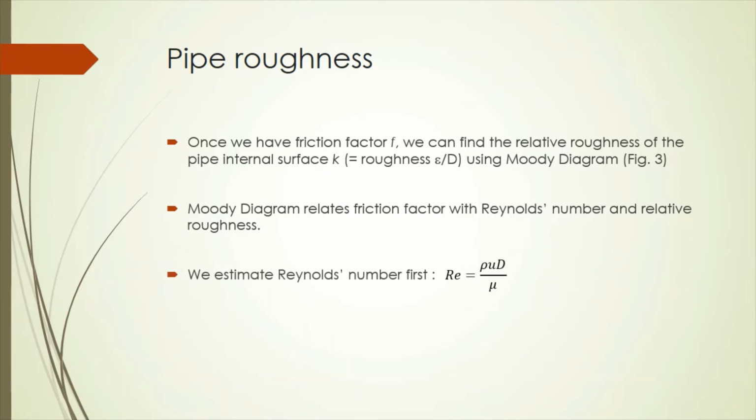Now Reynolds number is given by this formula. The Reynolds number Re is equal to the density of the water in this case, times the flow velocity, times the diameter of the pipe, divided by the coefficient of viscosity of water. And you can find the coefficient of viscosity from table 2 in your lab sheet.